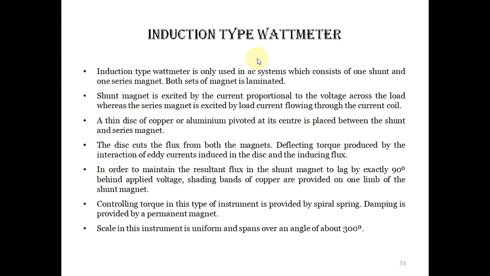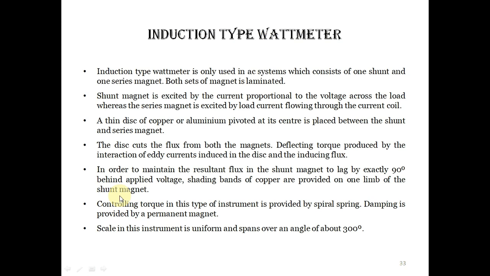One shunt electromagnet, one series electromagnet is there, and in the middle there will be some aluminum disc where two eddy currents will be induced, and the flux due to each magnet and eddy current due to the other magnet simultaneously give a net torque, and due to that torque the meter rotates. All the statements are given. Whenever you get the study material, you will get to know about it. Let me just explain with the figure.